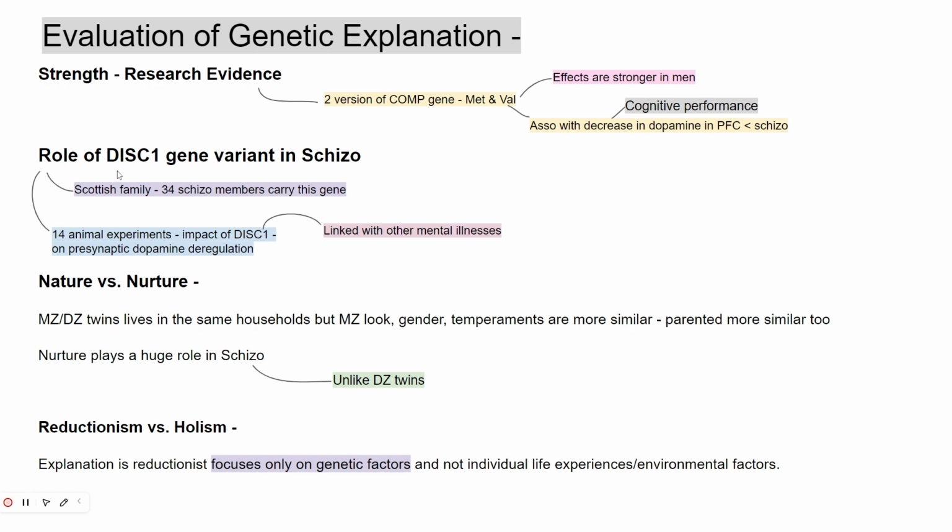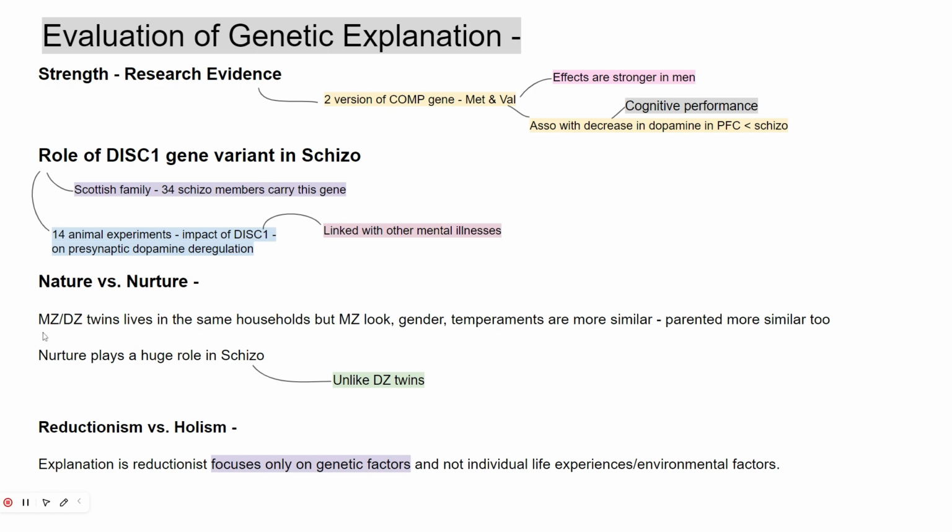So the role of the DISC1 gene variant in schizophrenia: there was a study done on a Scottish family who had 34 members who carried this gene, and all 34 of them had schizophrenia. An experiment was also done on 14 animals. There are different experiments done, and all said that the impact of the DISC1 gene is on presynaptic dopamine deregulation. Also, the DISC1 gene is linked with other mental illnesses.